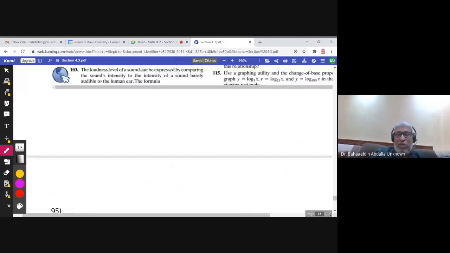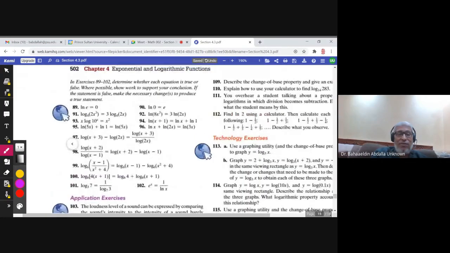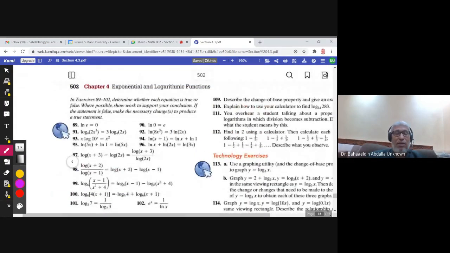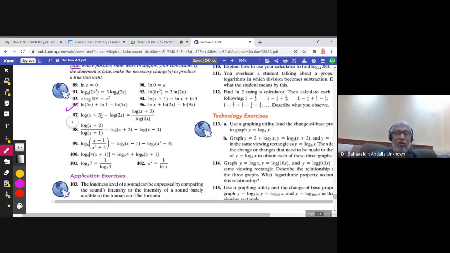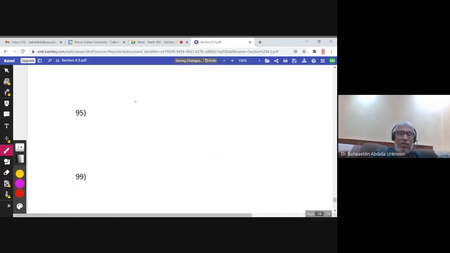Some more questions here. 95. The questions here: determine whether each equation is true or false. Just tell me, is it true or false? Let us check 95, true or false. This is a plus, so we change addition to multiplication. So we write it as ln 5x times 1. So this is correct. True. There is no problem with 95.